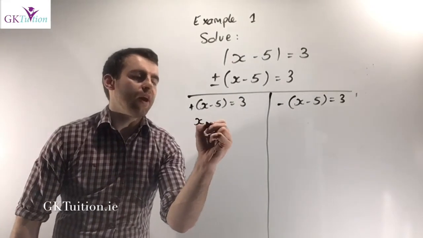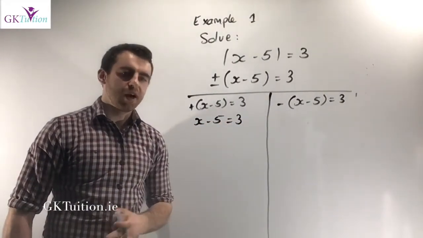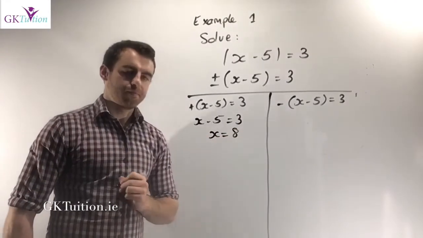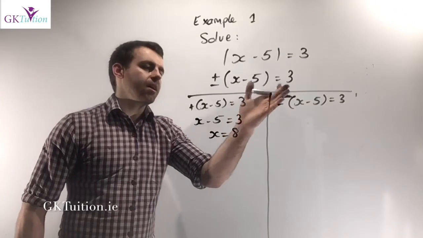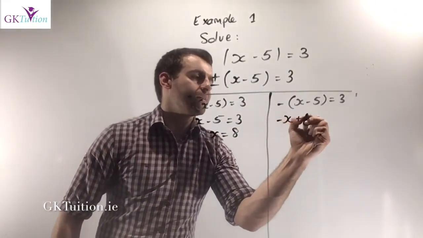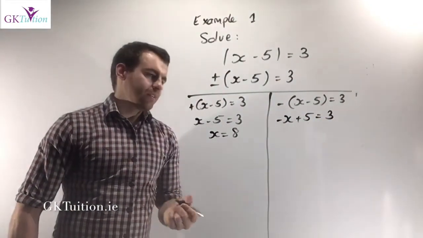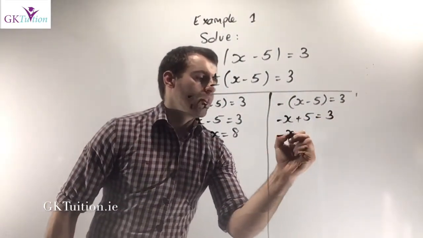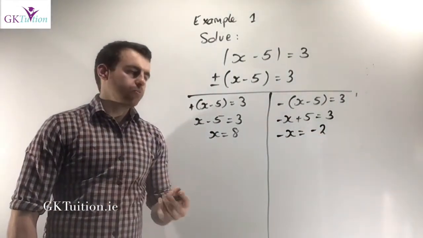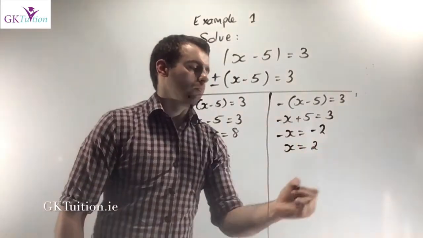So here I just have x minus 5 equals 3. In order to get x on its own, I would add 5 to both sides and get x is equal to 8. On the other hand, if I was multiplying everything by minus 1, I'd have minus x plus 5 is equal to 3. What I might do next is subtract 5 from both sides, and I would get x is equal to 3 minus 5, which is minus 2. Multiply both sides by minus 1 and get x equals 2.